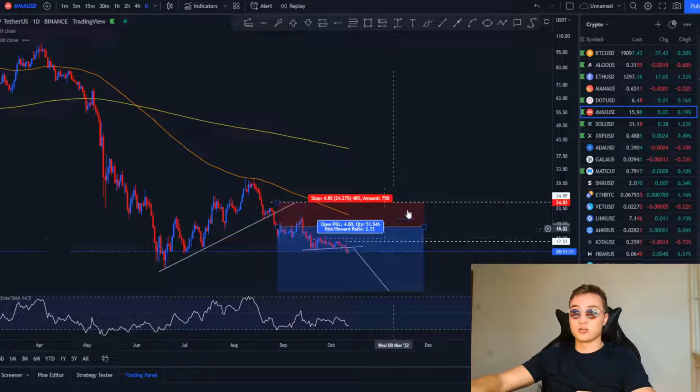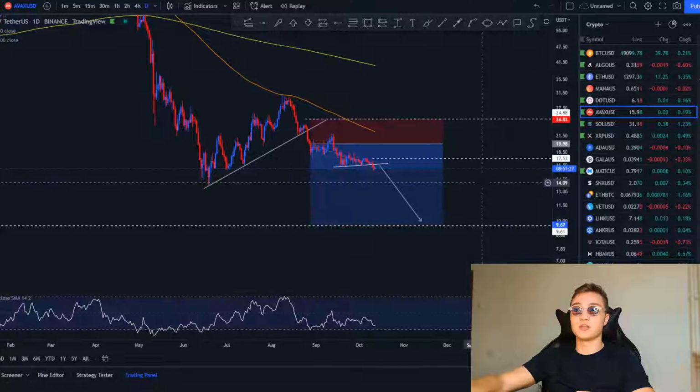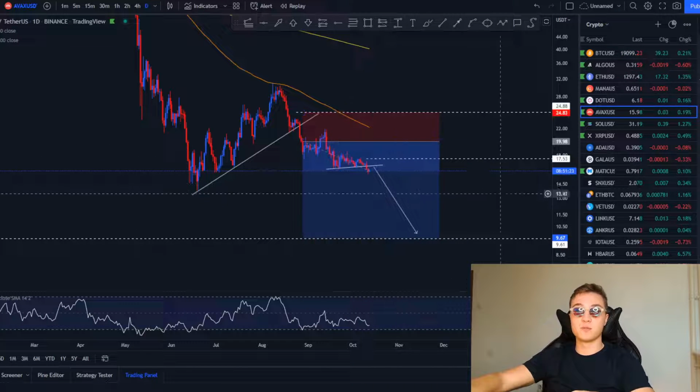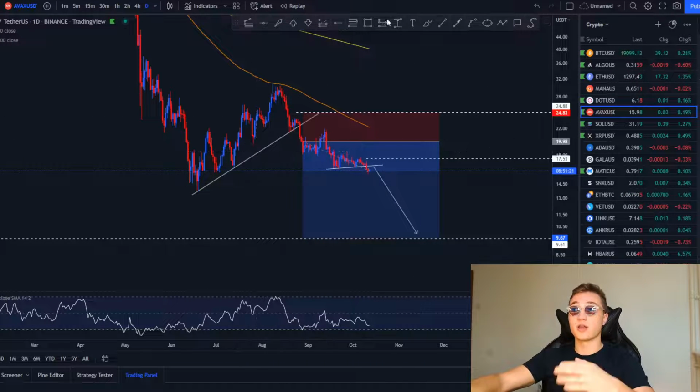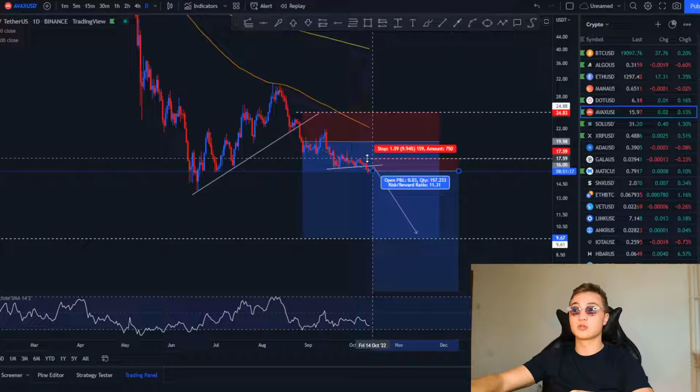We have Avalanche, which did break out down towards the downside. I did trail my stop loss up here. So, if we move up, I don't care. I'm going to be stopped out in profit. But if we keep moving down, it's good, right? Another thing that you got to keep in mind is at every point in your trade, you got to keep your risk to reward positive.